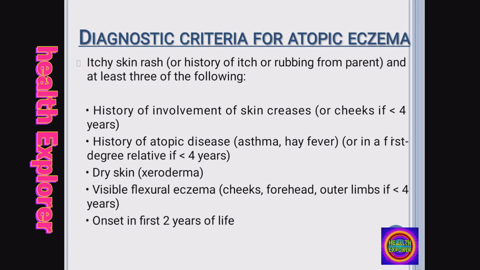Diagnostic criteria for atopic eczema. Itchy skin rash, or history of itch or rubbing from parent, and at least 3 of the following. History of involvement of skin creases or cheeks if less than 4 years. History of atopic disease, asthma, hay fever, or in a first degree relative if less than 4 years. Dry skin, xeroderma. Visible flexural eczema, cheeks, forehead, outer limbs if less than 4 years. Onset in first 2 years of life.